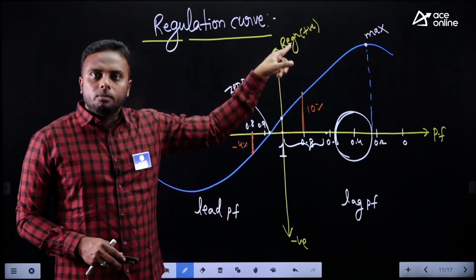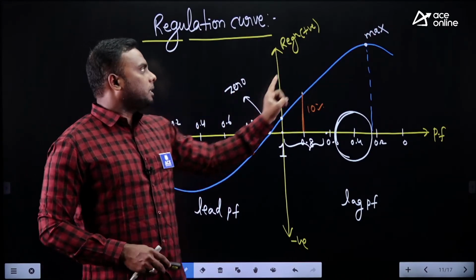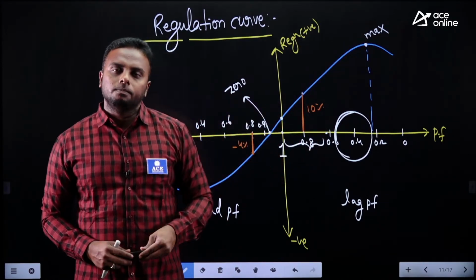To avoid the operation of transformer at the 2 points, we will find the condition for zero regulation and condition for maximum regulation, so that our transformers will operate in the safe region.